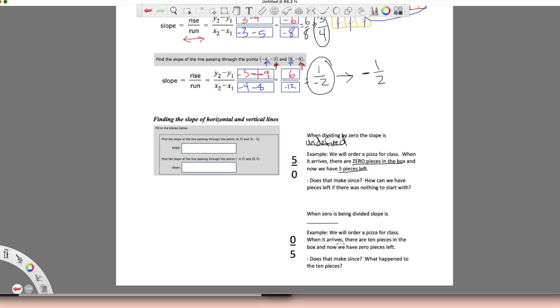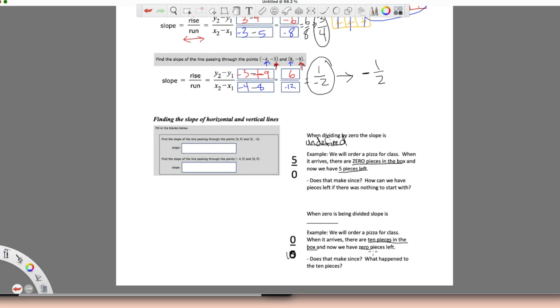We're going to order pizza again for class. When it arrives, there are 10 pieces. Oops, that was supposed to be a 10, darn it. I forgot to change that on my diagram there. There are 10 pieces in the box. So now we did have some pizza in the box. Yay, there's something there. And now we have 0 pieces left. So we have 0 left.